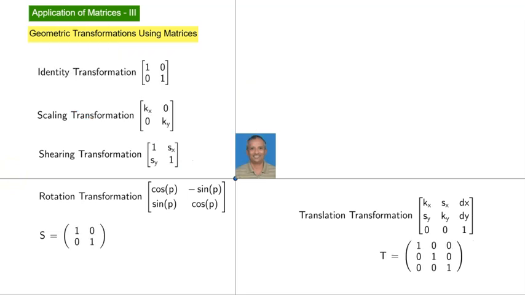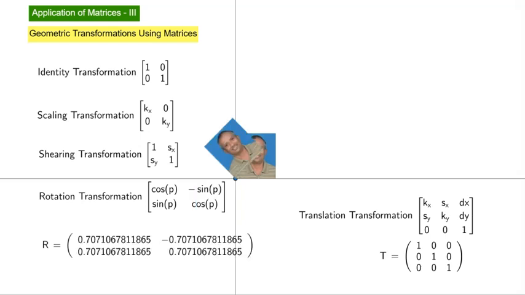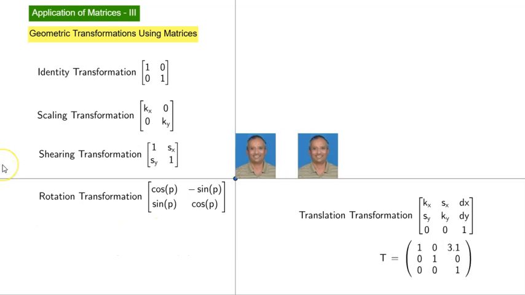Now rotation. So here the angle is pi. If it is pi by say 4, this is how it looked like. Now let's look at translation.